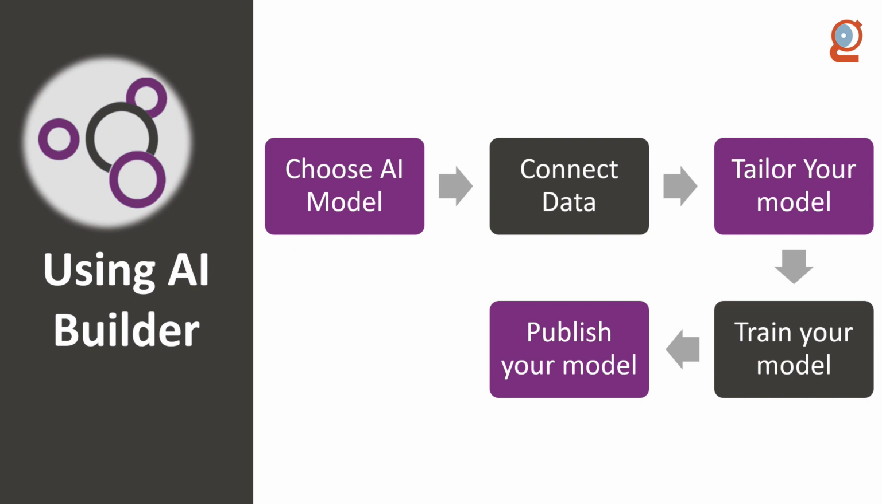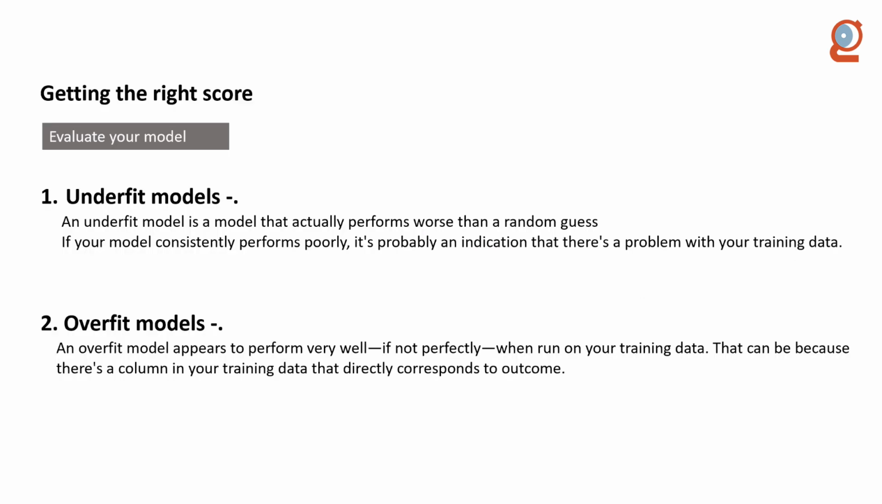And then the fourth one is training your model. After you've tweaked the model to perform the specific actions that you want, you can train your model. And after you're done training, you can publish your model. Before publishing your model, it gives you a score. Once you get satisfied with the score, you can then publish your model and it will be ready for use.